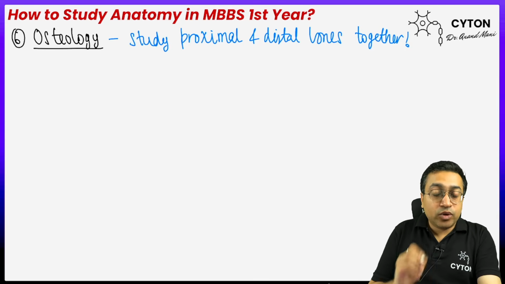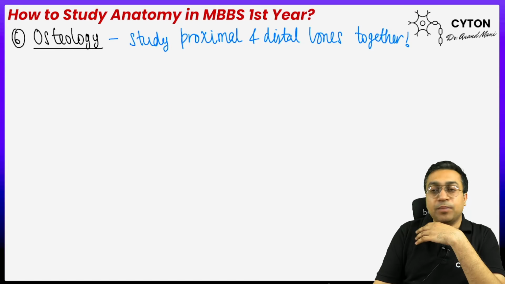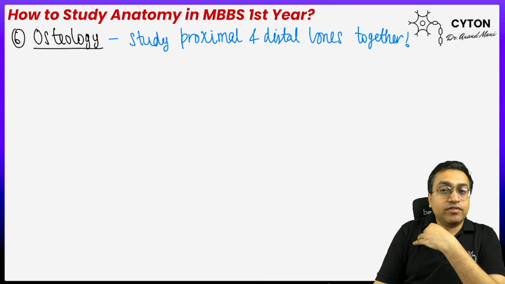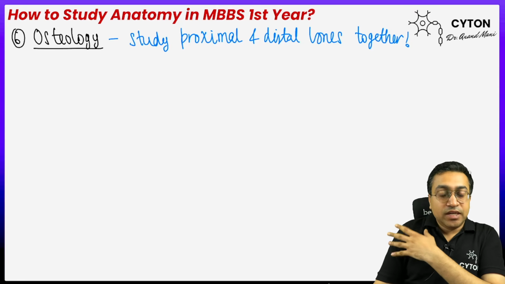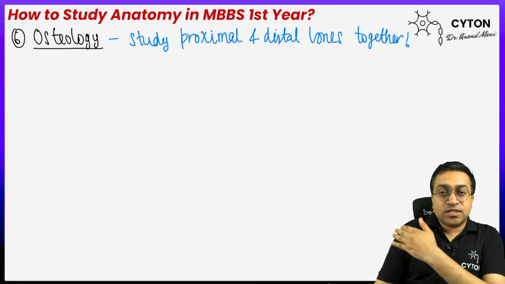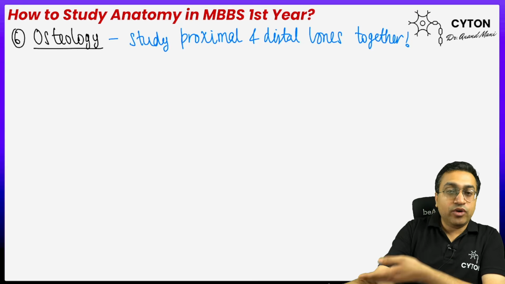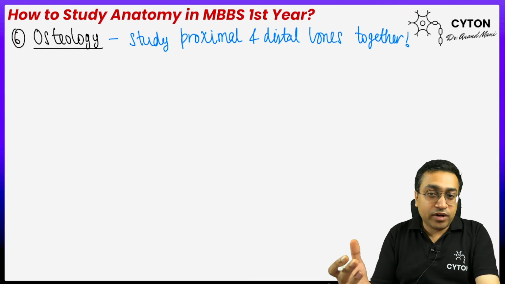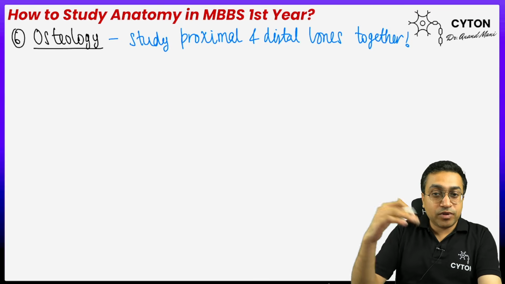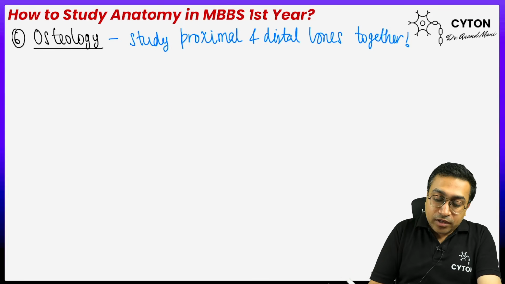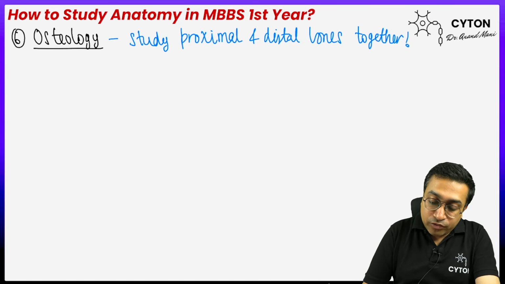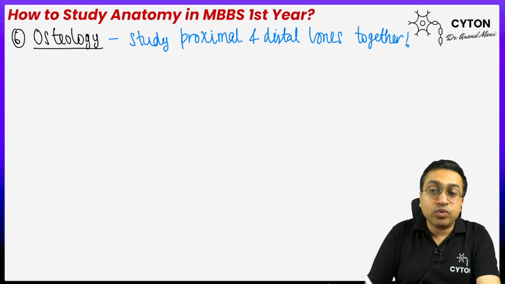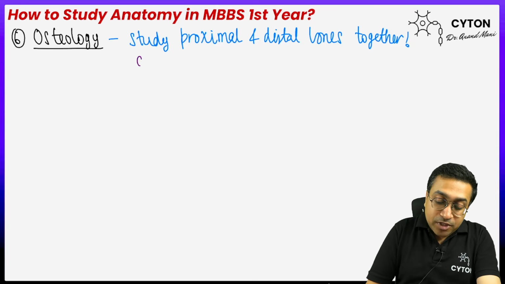Okay, what do I mean by this? If you're studying the scapula, please study the clavicle and humerus together. If you are studying the humerus, study the radius and ulna together and also the scapula. So don't study them in isolation; always study the next bone and the previous bone together. How will it be useful for you? Because it will help you to remember the attachments better.